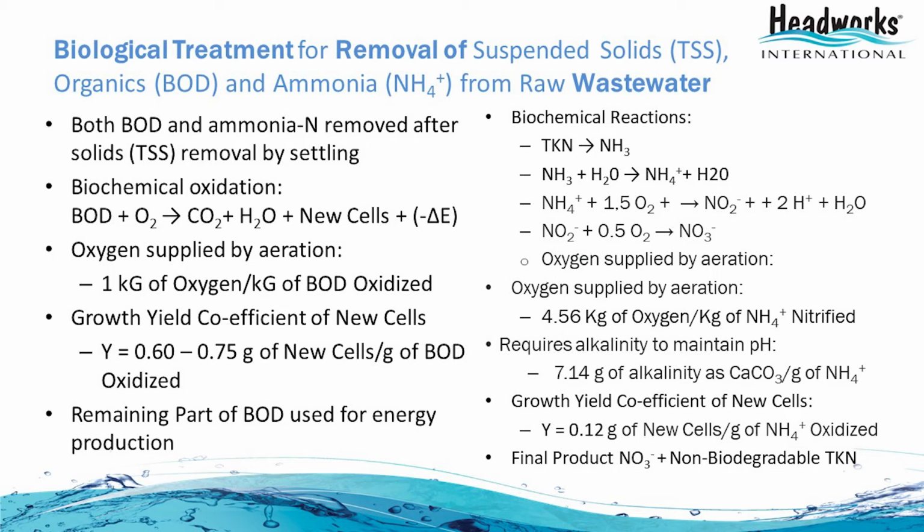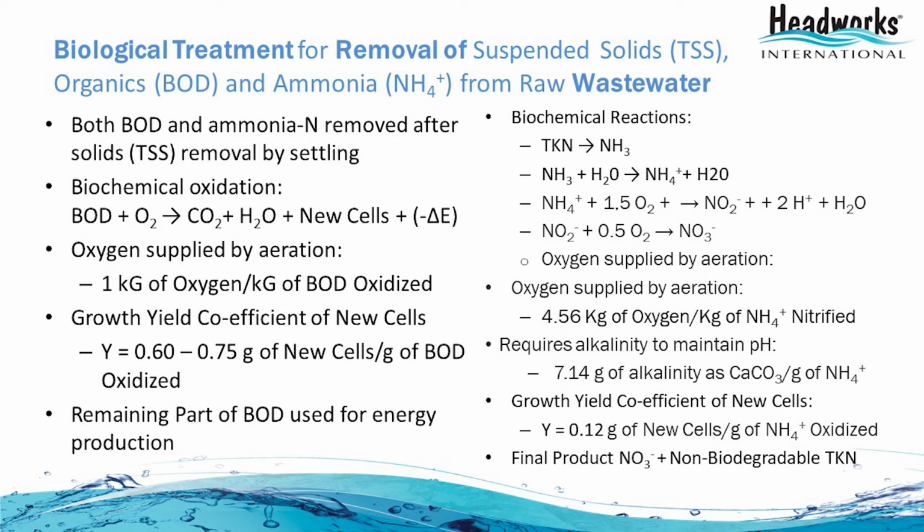So as you can see, 7.14 grams of alkalinity as calcium carbonate is necessary to counteract the acidity that is created by nitrification of every gram of ammonia, and then 4.56 kilograms of oxygen is needed for every kilogram of ammonia oxidized. And the growth in case of nitrification is very slow, a very low growth rate. It is only 0.12 gram of new cells per gram of ammonium oxidized. And the final product is nitrate plus non-biodegradable TKN. As I said, only 60 to 80% of TKN is converted to ammonia, and there is a part of TKN, organic nitrogen, that is not degraded.